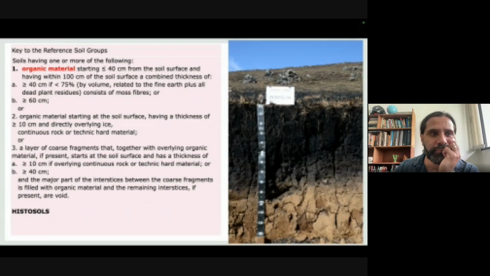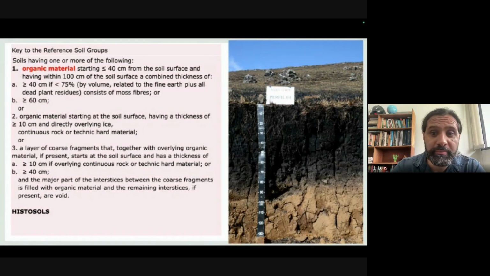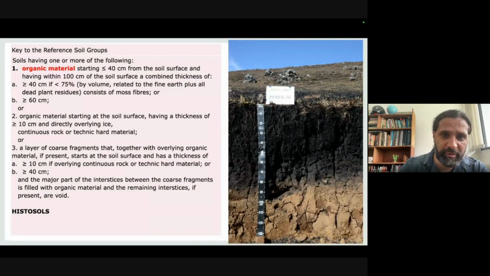Now, okay. So let's see. We will start to check the RSGs, the reference soil groups in WRB, the World Reference Base for Soil Resources. And following that list, the first RSG that we need to check are the histosols. And the histosols are those soils that have one or more of the following.